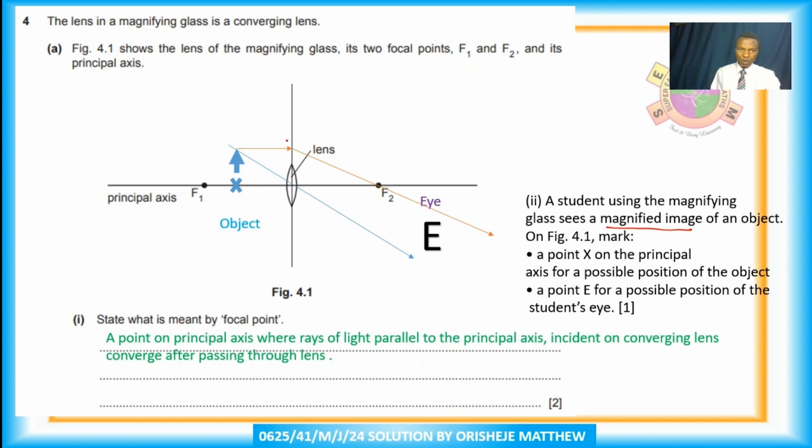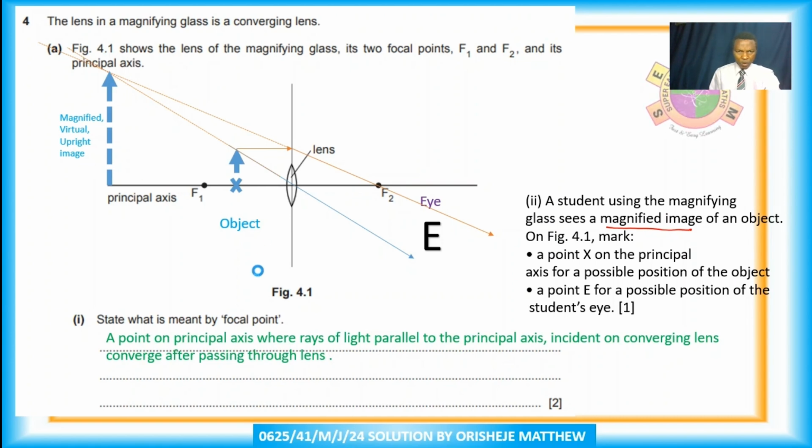So we have to extrapolate the red line and the blue line. Extrapolating, the intersection indicates the position where the image is formed. So the image is formed there. So this is the magnified image. It is virtual because it's on the same side as the object, and it is upright. So these are the three major properties of the image.